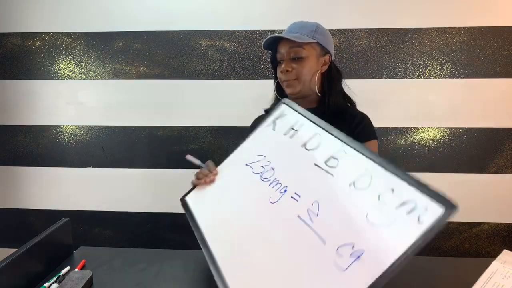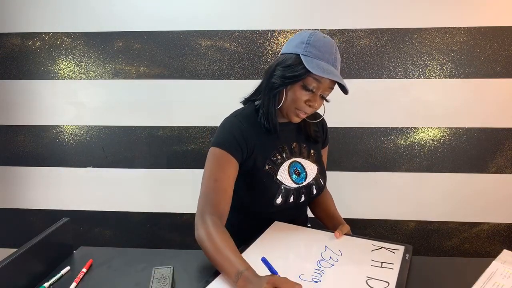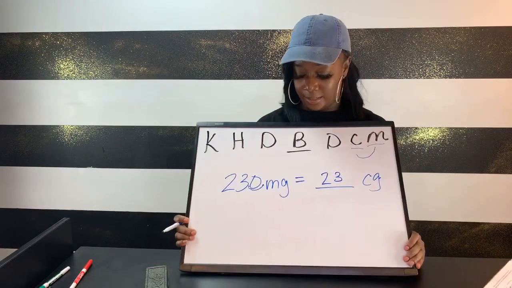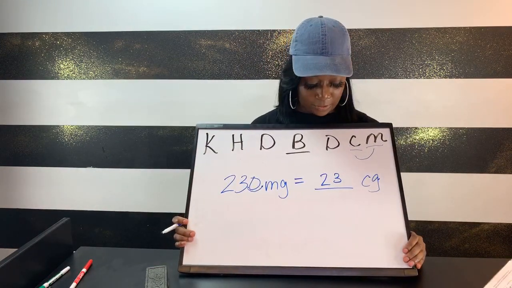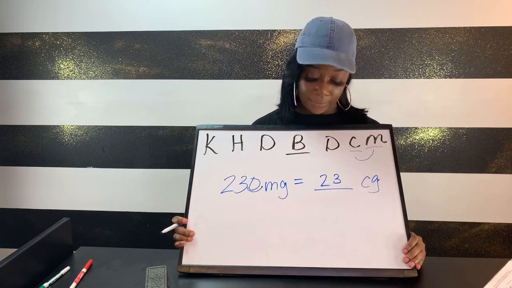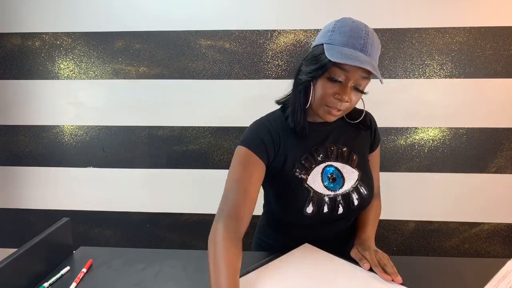Oh, that's horrible. That just makes it 23. Could you put 23.0? You could. It doesn't make a difference if it's 23 or 23.0, because the 0 after the decimal doesn't hold any value. Okay? All right, we'll do one more practice problem just so you guys can see.